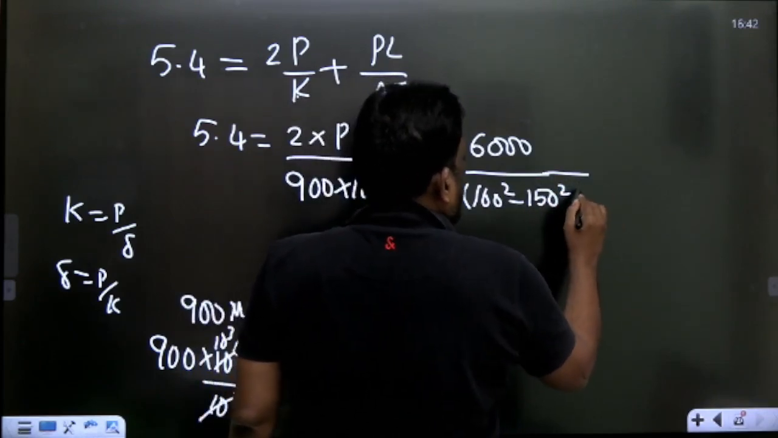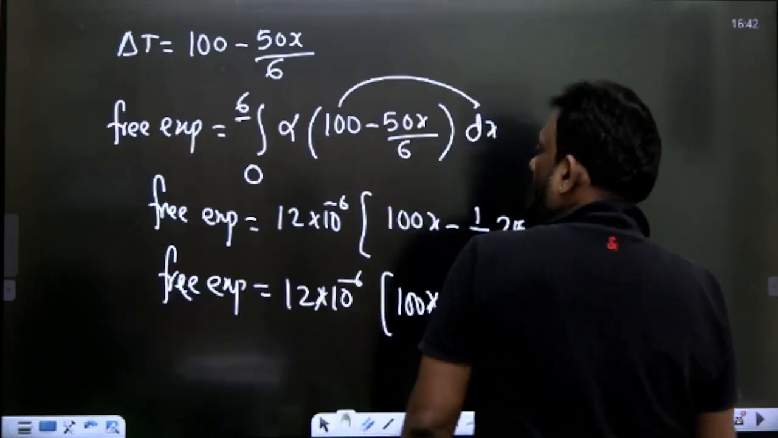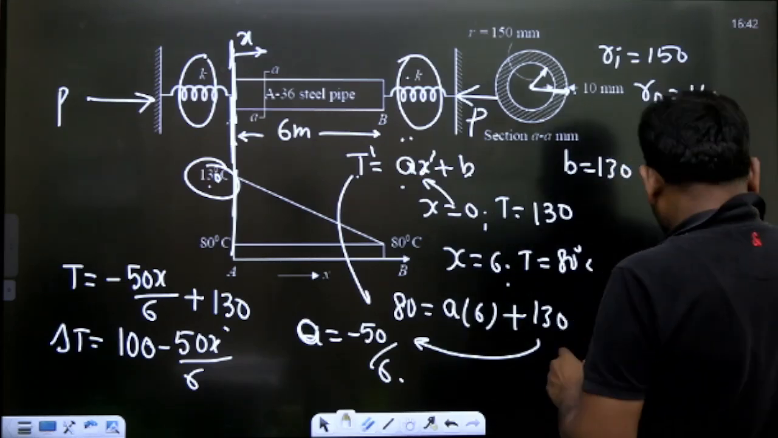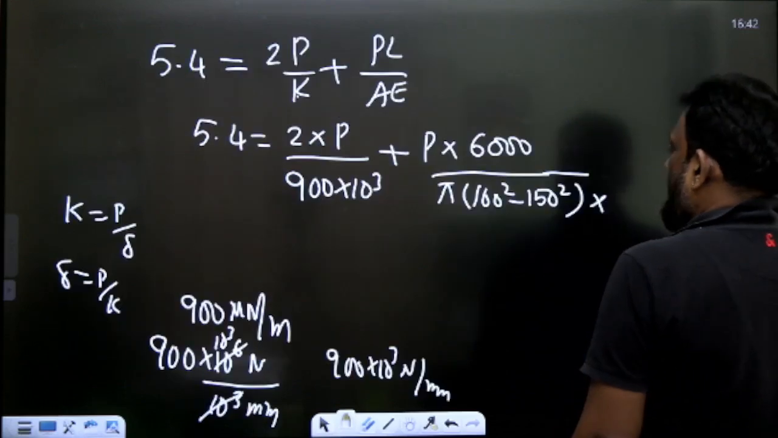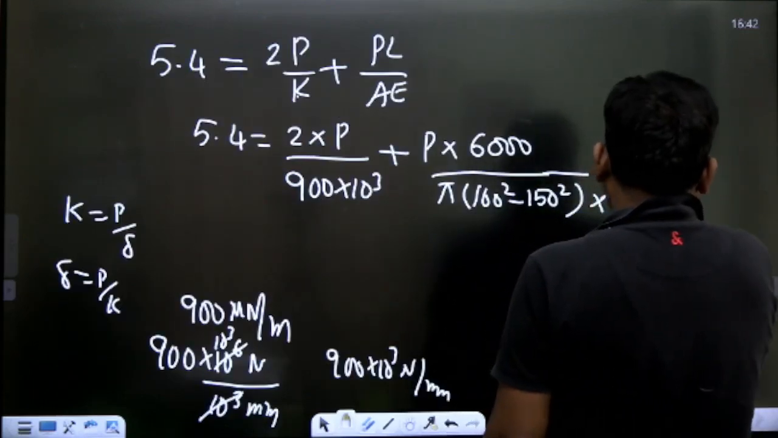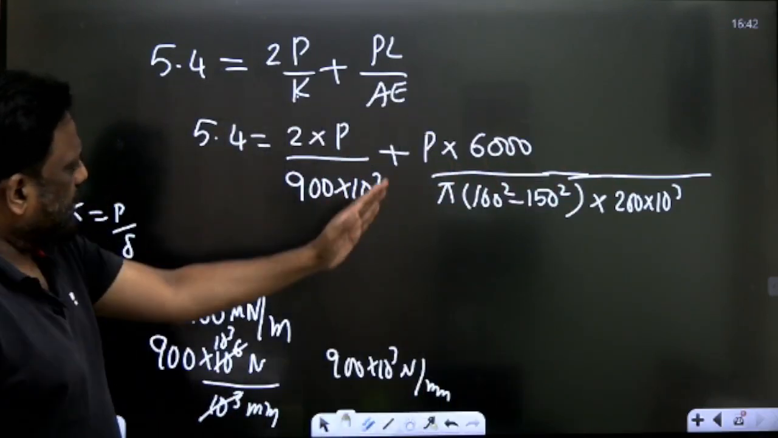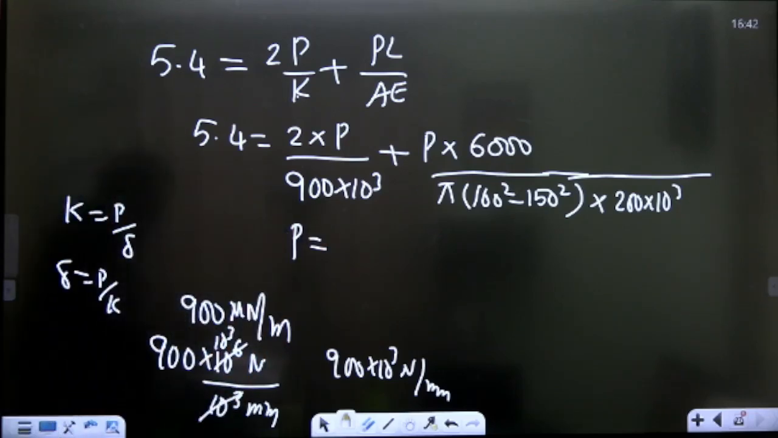Excellent. PL by AE. What is the Young's modulus, sir? E is given. Somewhere it is given, 200 gigapascal. So it will be 2 into 10 power 3 megapascal. I have converted giga to megapascal. So everything is known except P. Please calculate P. Let me check once.